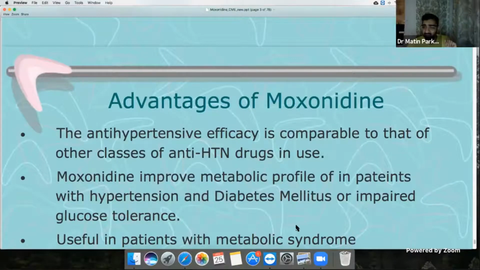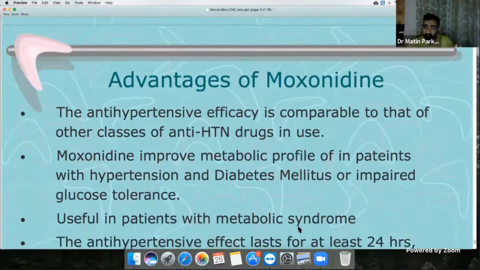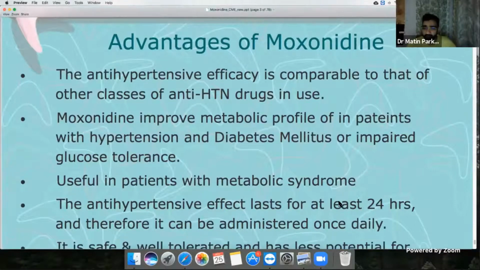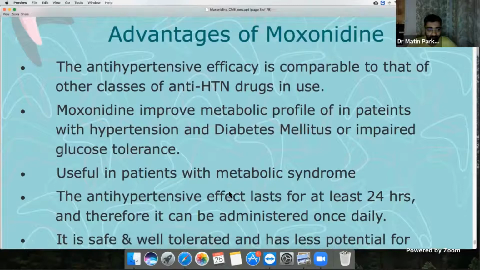The antihypertensive effect is comparable to all other classes of antihypertensives. The potency of the drug is very good. Moxonidine improves the metabolic profile of the patient, especially patients with diabetes, renal failure, and obesity. Useful in patients with metabolic syndrome. Every study has mentioned that this improves the metabolic syndrome, and how it improves is by suppressing the sympathetic activity of these patients.